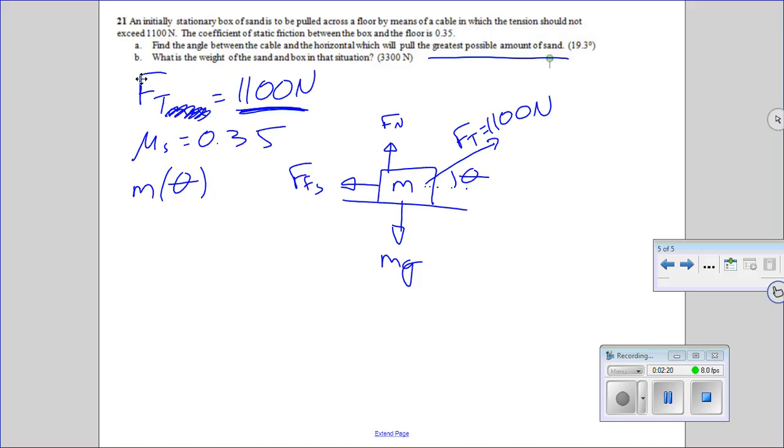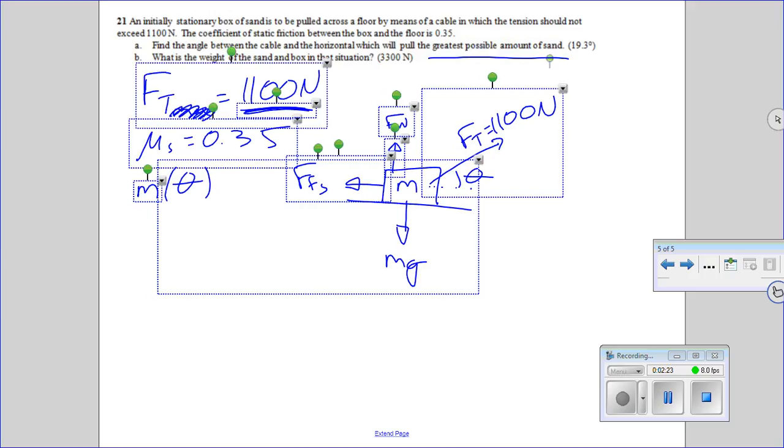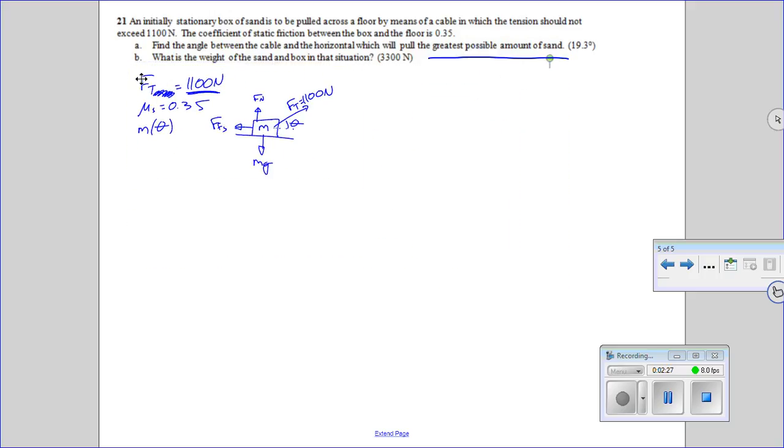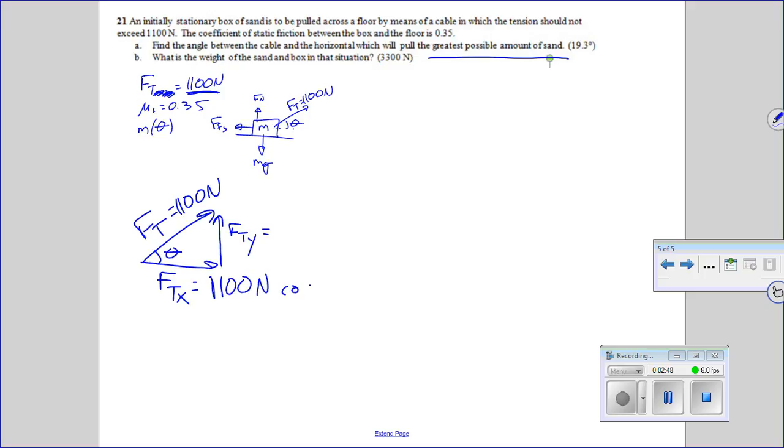Let's take a minute and split this drawing up into components. The fact that I've got that force going at an angle is going to cause me problems. So my tension force is going to be 1,100 newtons at some angle. There's going to be a force of tension in the x direction and a force of tension in the y direction. In the x direction, that's just going to be 1,100 newtons times the cosine of my angle. And this one's going to be 1,100 times the sine of my angle. Notice, if my angle is negative, that'll make this one negative also. If you take the sine of, say, negative 30 degrees, it gives you negative a half.